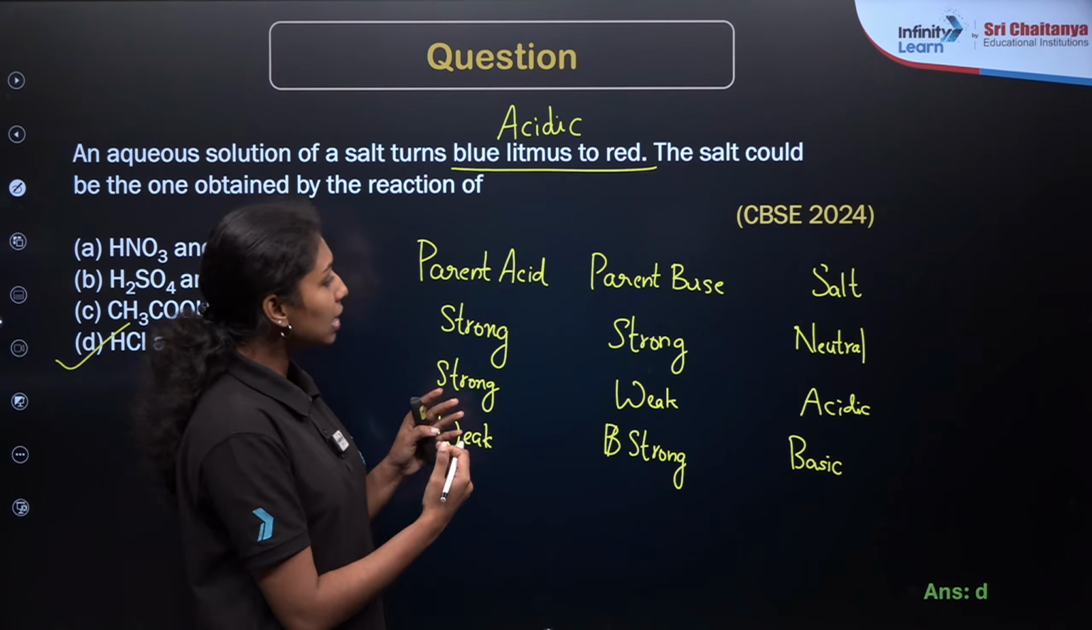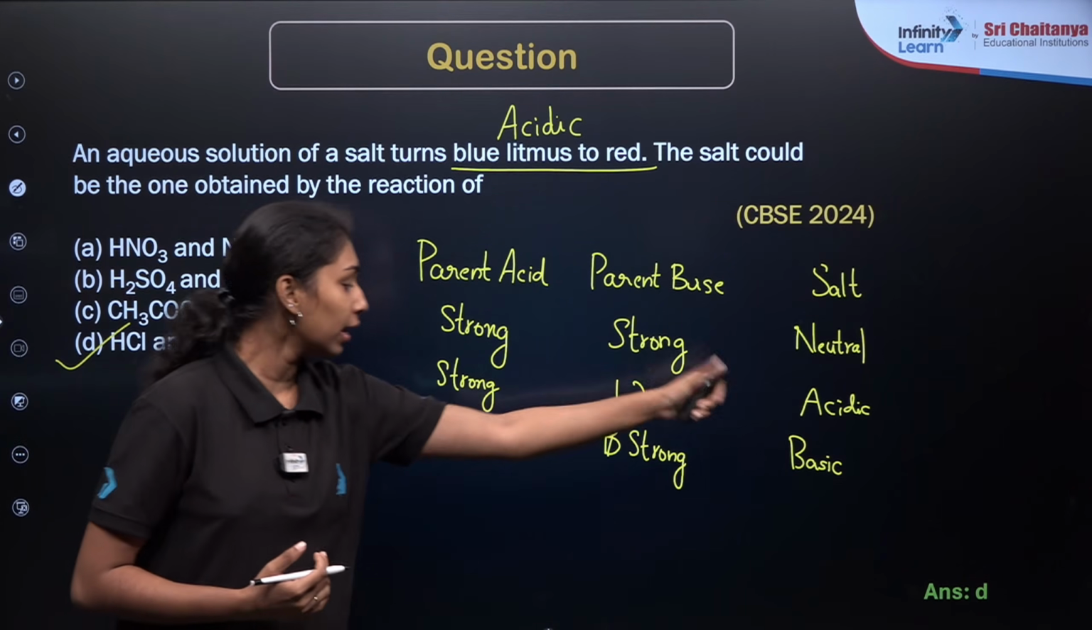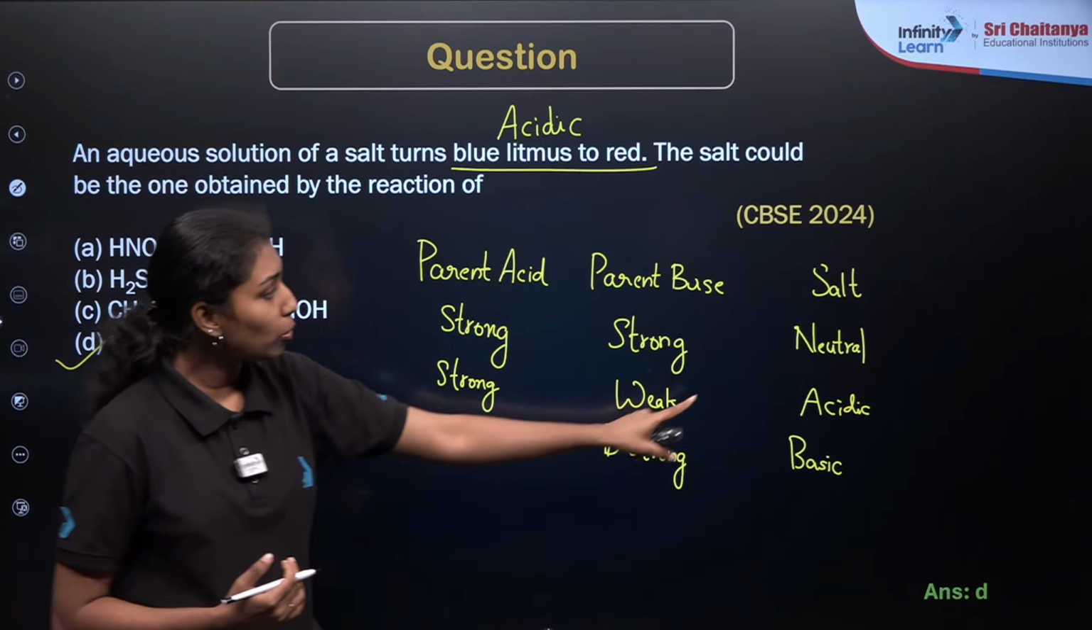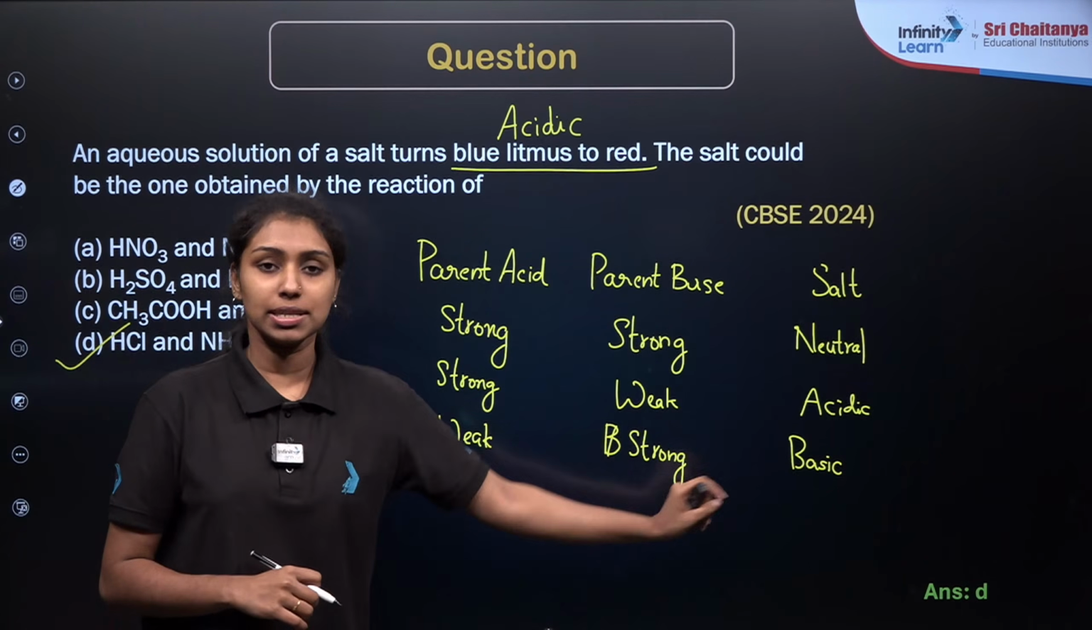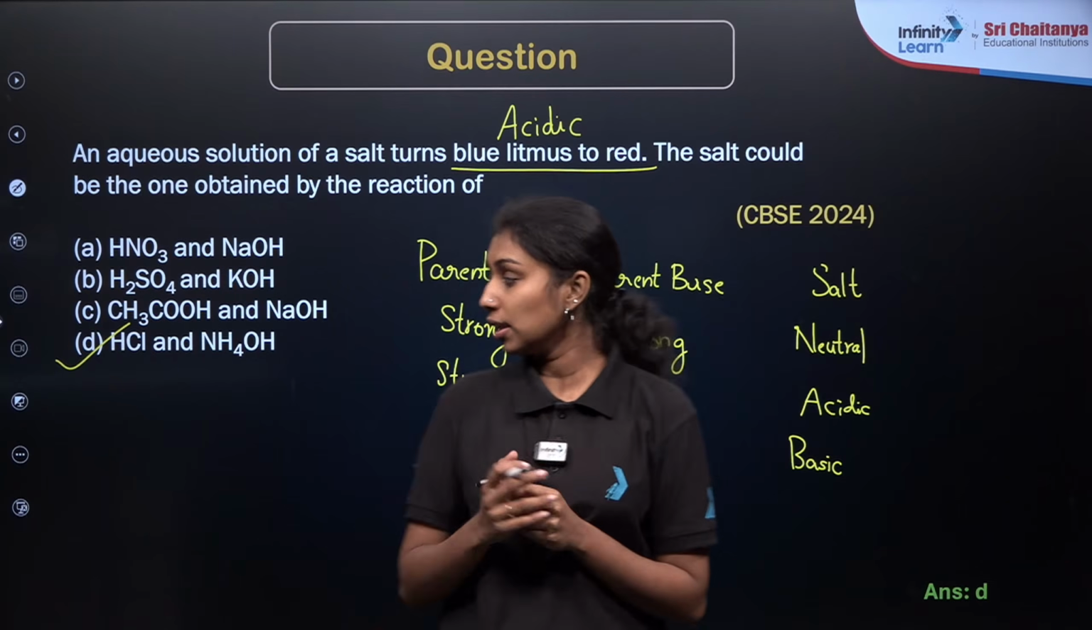If you have a strong acid and a strong base, you will get a neutral salt. If you have a strong acid and a weak base, you will get an acidic salt. If you have a weak acid and a strong base, you will get a basic salt. Now you can answer the question.